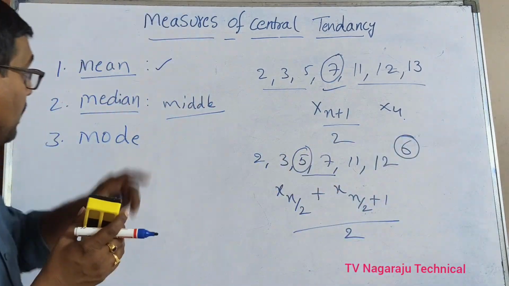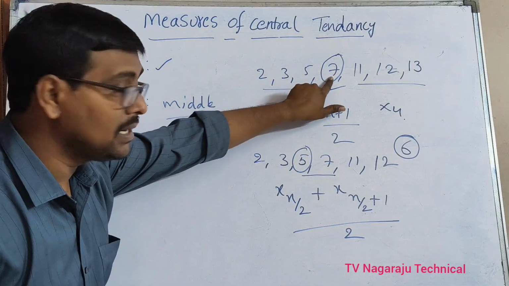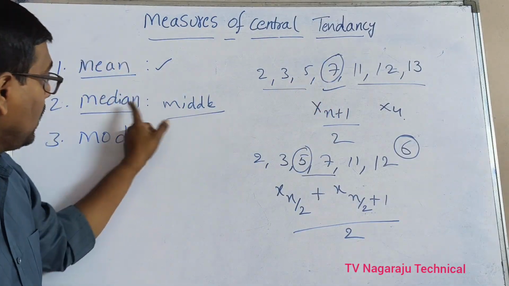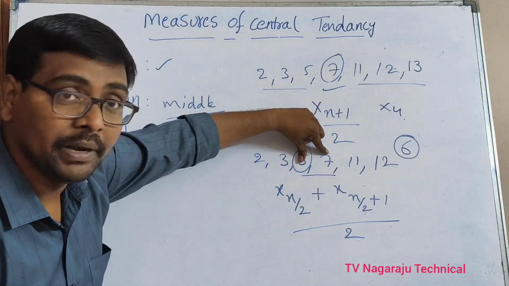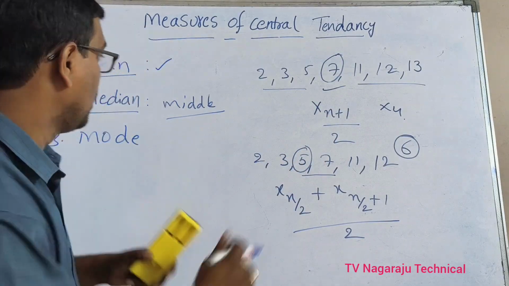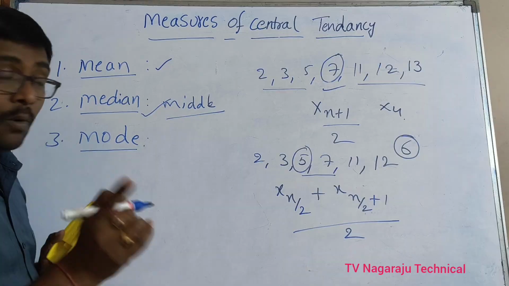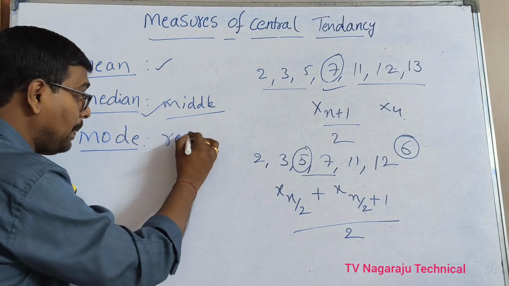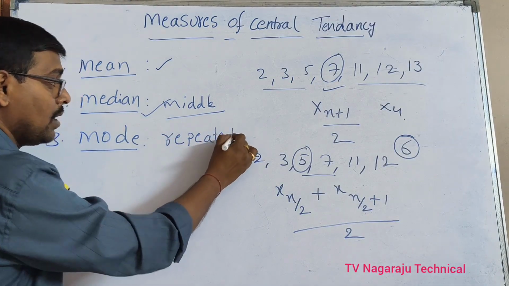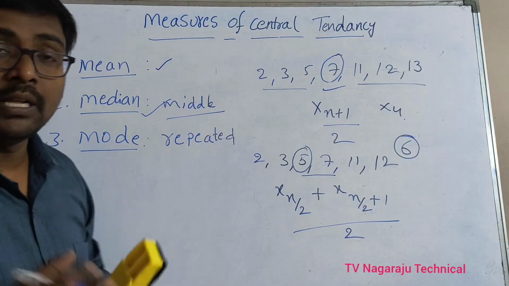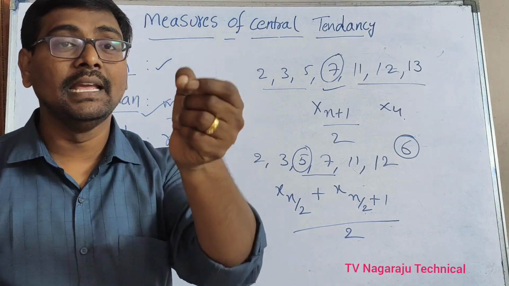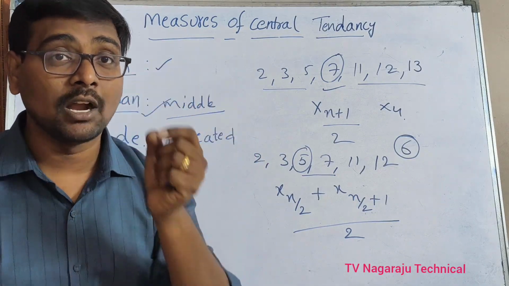Now, got it? The median is, if it is an odd number of terms, simply the middle term. If it is even, the average of the middle two values is called the median. Okay, median is also clear. Mode. What is the mode? The most repeated number. The most frequently repeated observation is called the mode.